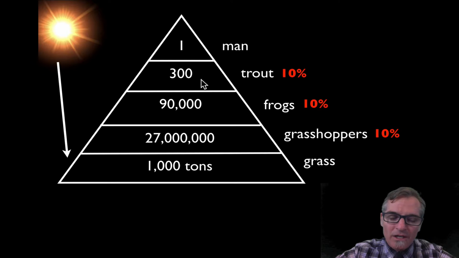90,000 frogs in a year would support 300 trout. They're only able to incorporate 10%. Again, 90% is going to be lost as heat and metabolism and reproduction and trying to find food and breathing and cellular activities. And then last, at the very top, we have humans, and 300 trout would only support one person for a year, and only 10% of the energy in those 300 trout would be able to be incorporated into the human.